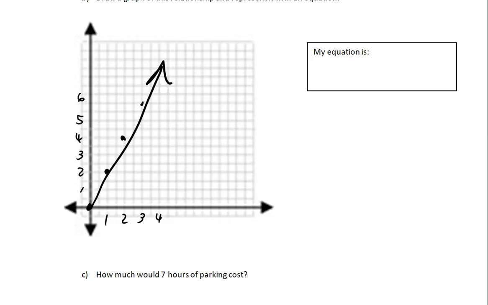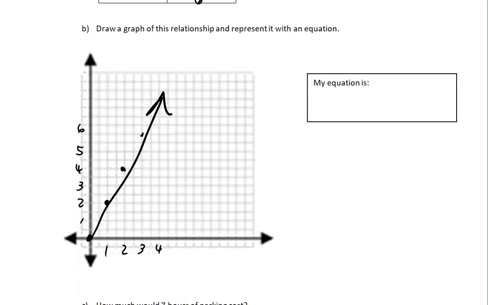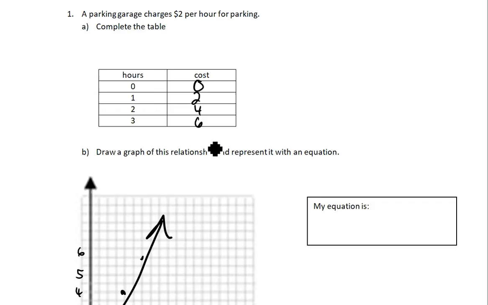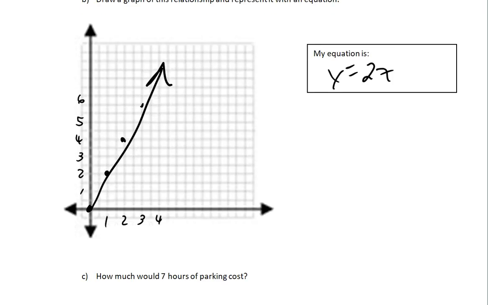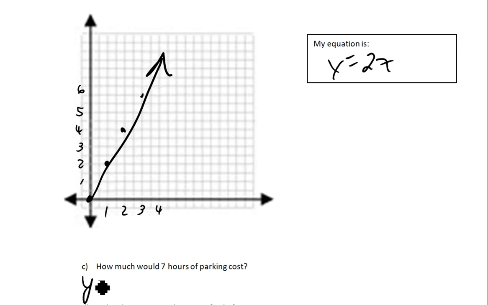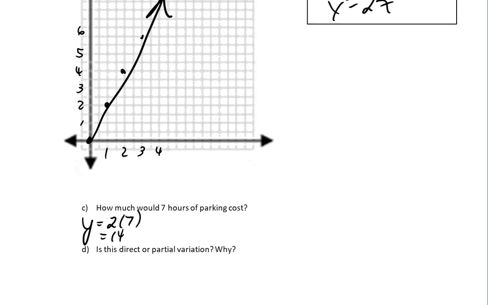We can notice in our table that we were going up by 2 every time. We notice that when x is 0, our y is 0, so our equation can be y equals 2x. We can then use that equation to answer the next question, which is, what if I park for 7 hours? How much would that cost? And that would cost $14. Then it asks us, is this direct or is this partial? So in this case, because we go through the point 0, 0, it is direct, because it goes through the origin.